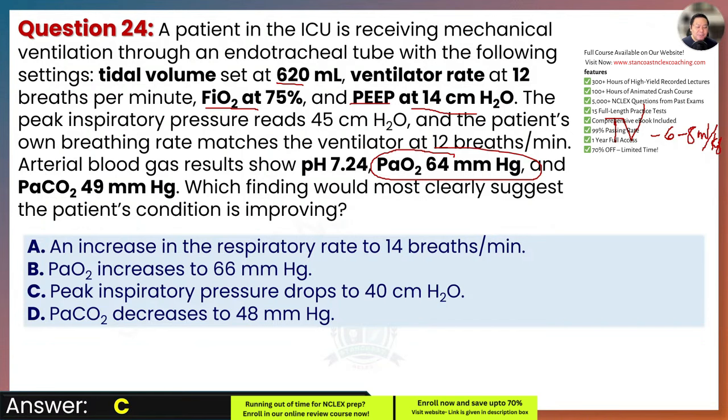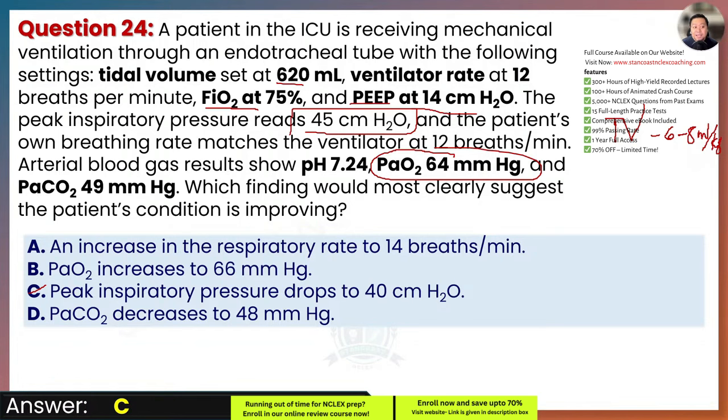This is peak inspiratory pressure drops to 40 cm water. Okay. Well, like I have said, the peak inspiratory pressure is actually dropping here from 45 cm water. That is our correct answer. Now, why letter A is incorrect? An increase in the respiratory rate to 14 breaths per minute.